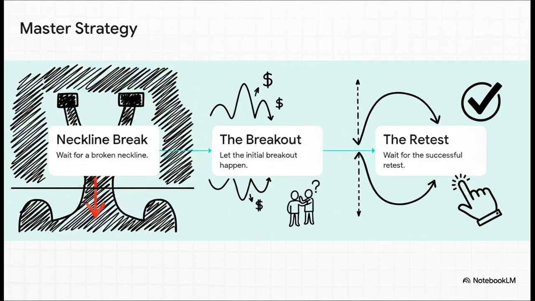Let's say a stock breaks below a $100 support neckline. Let it fall to $95. Then, just patiently wait for the price to float back up to test that $100 mark from underneath. If it hits 100 and fails to break back above it, confirming it's now resistance, bingo. That successful retest is exactly where we act.